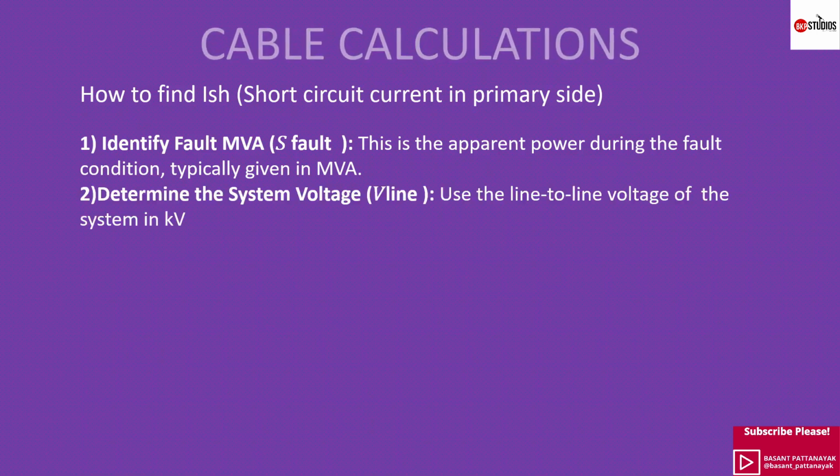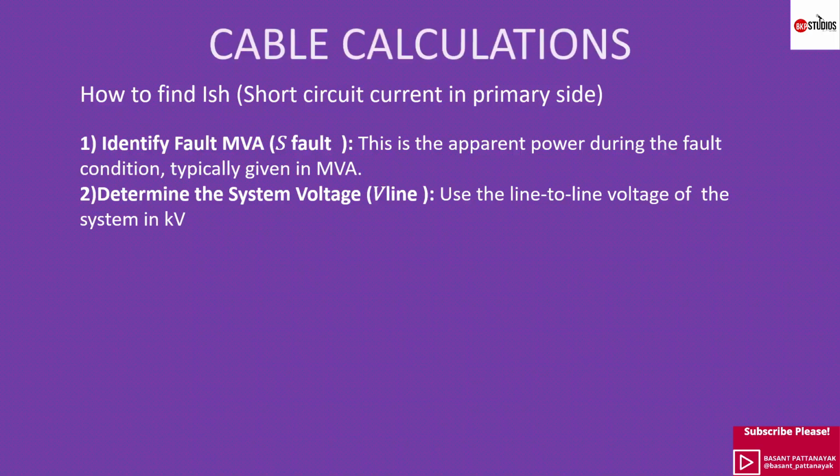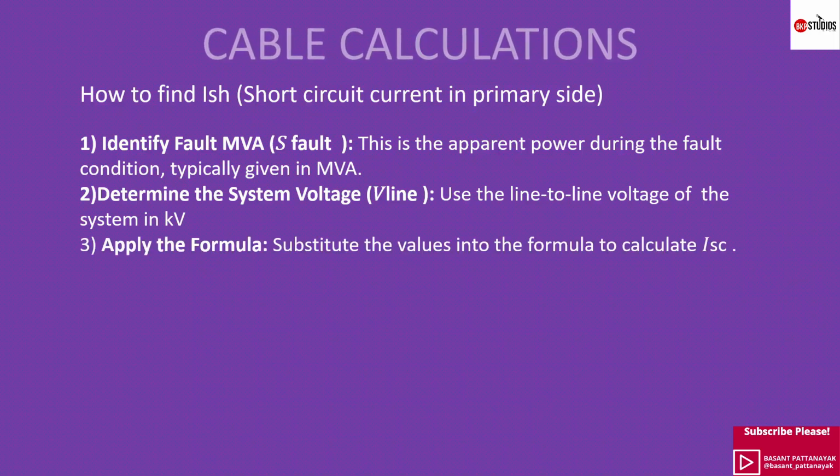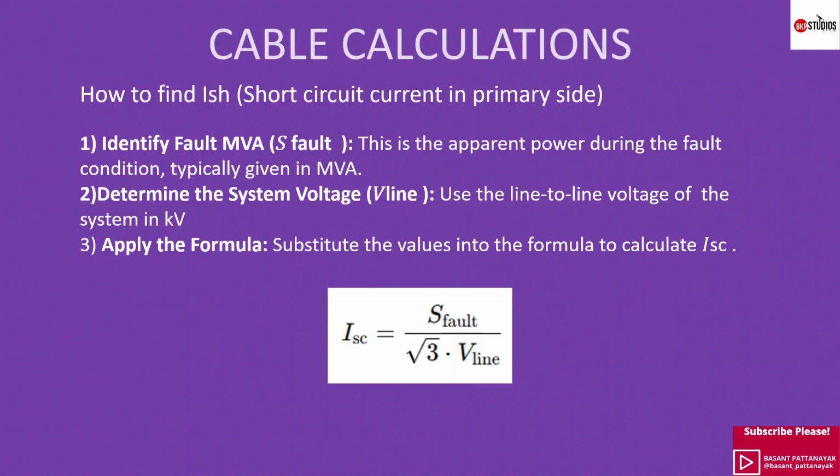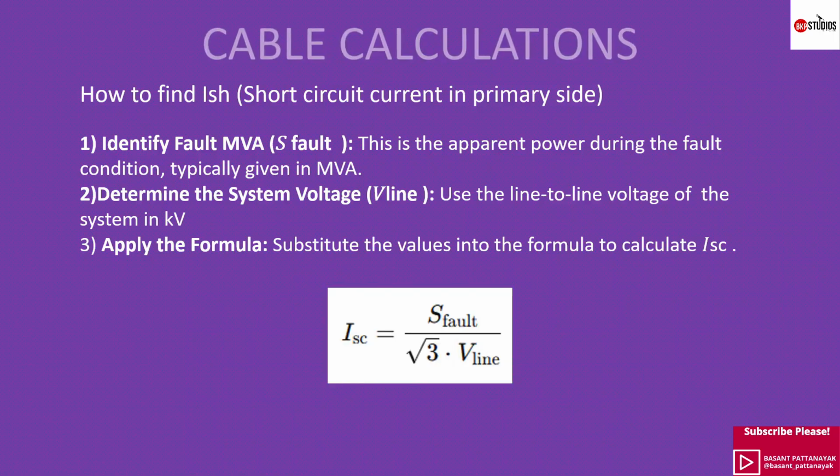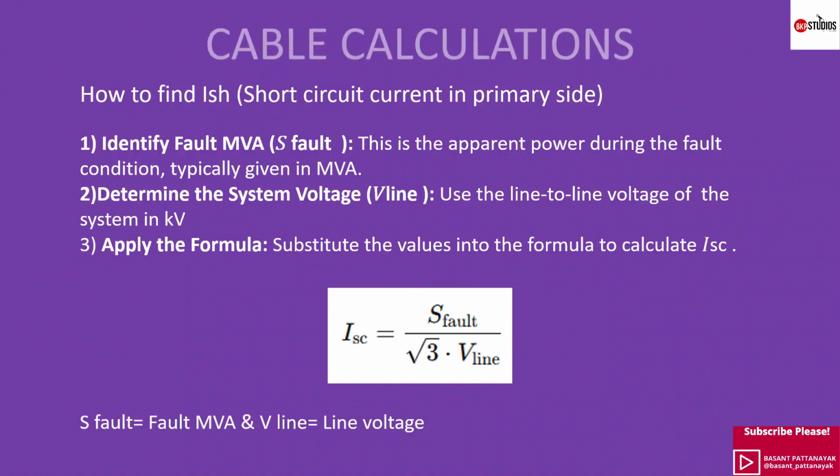The second step is to determine the system voltage. What is the voltage level of the system? Is it 11 kV or 33 kV, 110 kV, etc.? We need to determine the system voltage or line voltage. The third step is to apply the formula and substitute the values. The formula is short circuit current ISC equal to S fault MVA divided by root 3 into system voltage or line voltage. In this equation, S fault equals fault MVA, and V line equals line voltage.